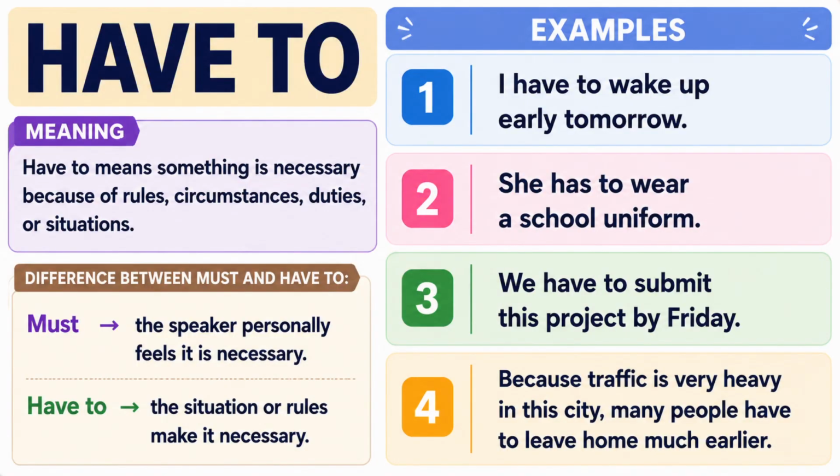Now we will learn about have to. Have to means something is necessary because of rules, circumstances, duties, or situations. There is an important difference between must and have to. Must means the speaker personally feels that something is necessary. Have to means the situation or rules make it necessary.